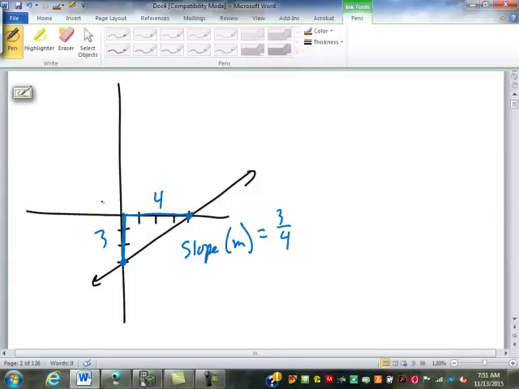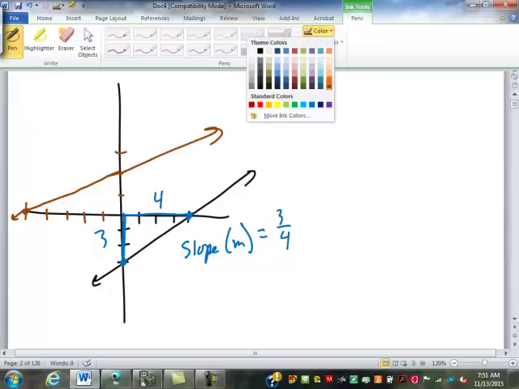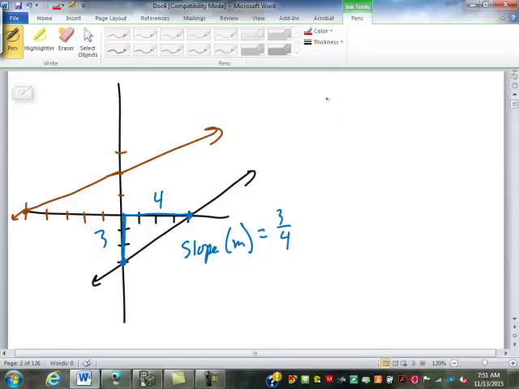What's that? M is just a letter that wasn't used for anything else, to be perfectly honest. It was available. Well, that's where the MX plus B format came from. But, yeah, M just wasn't used for anything else.